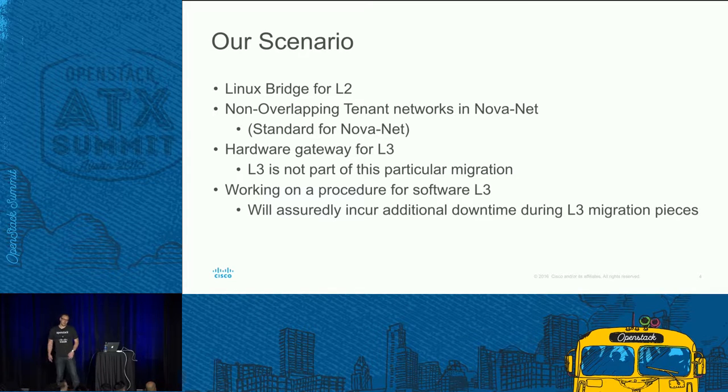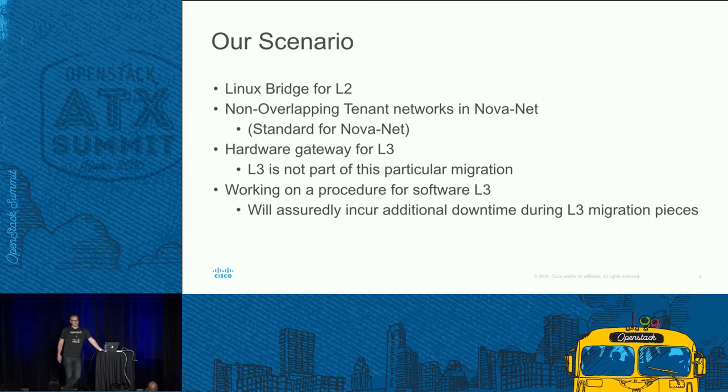In this current situation, we used a hardware gateway for layer 3, which means there's like a CSR or whatever else upstream. In this migration, I didn't have to worry about the layer three aspect of it. So I wasn't trying to move floating IPs around. I wasn't trying to do anything like that.